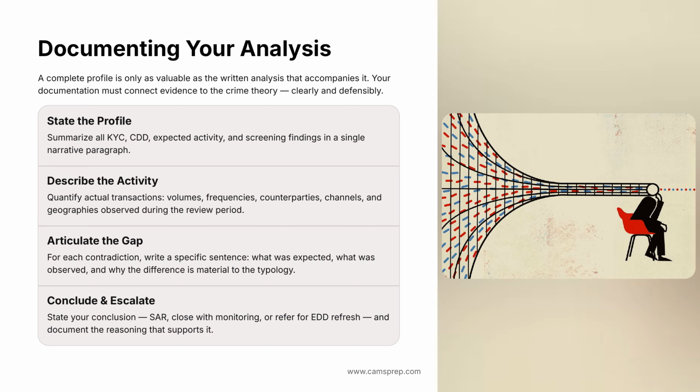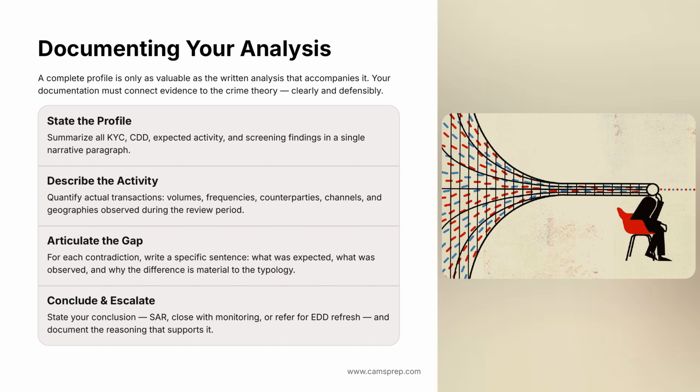Follow this 4-step structure. First, state the profile. Summarize all KYC, CDD, expected activity, and screening findings in a single narrative paragraph. Second, describe the activity. Quantify actual transactions, volumes, frequencies, counterparties, channels, and geographies observed during the review period.